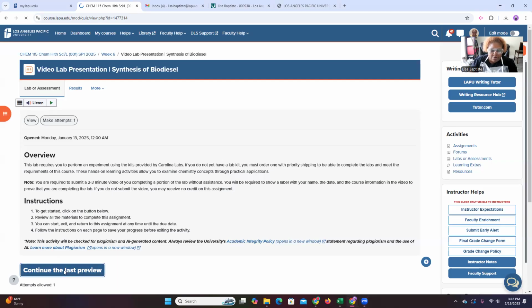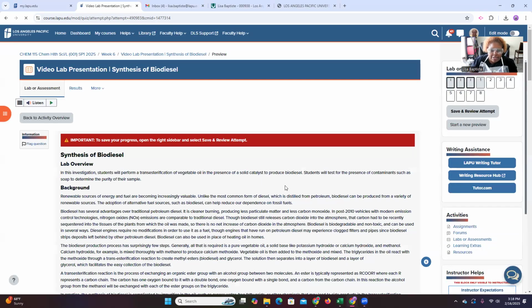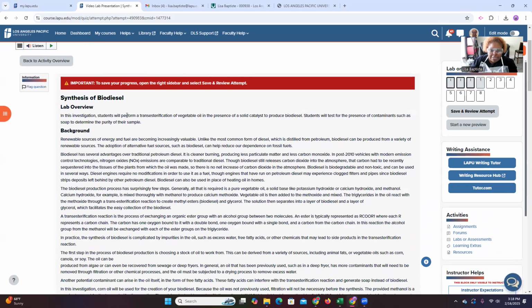All right, so we're going to get right into this week's lab. This first part tells you a little bit about the overview. In this investigation, students will perform a transesterification of vegetable oil in the presence of a solid catalyst to produce biodiesel. So you're going to be making diesel fuel. Students will test for the presence of contaminants such as soap to determine the purity of their sample.